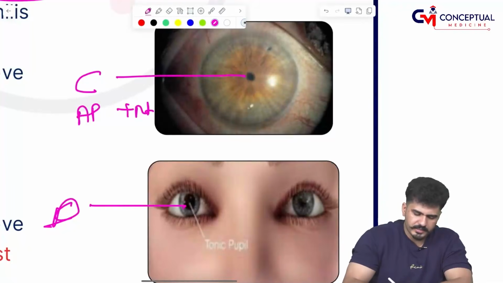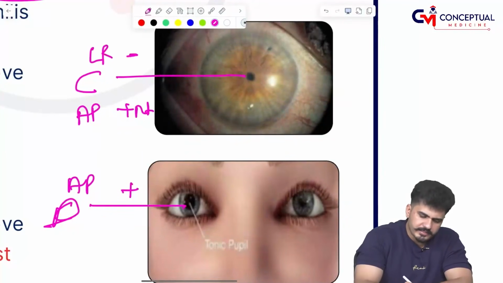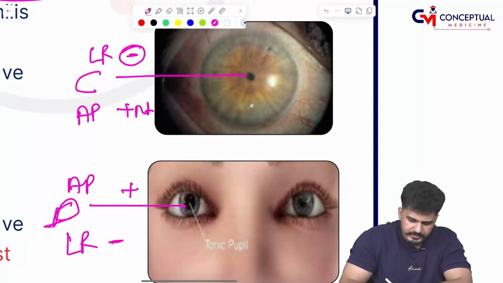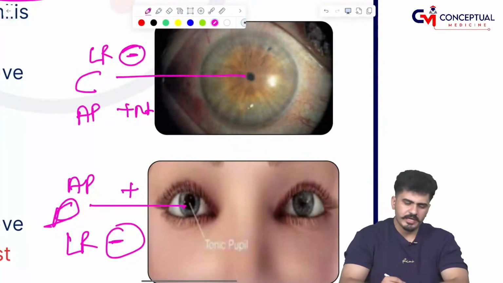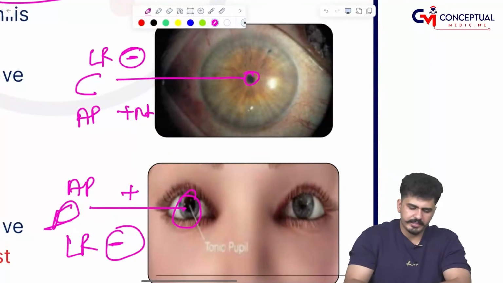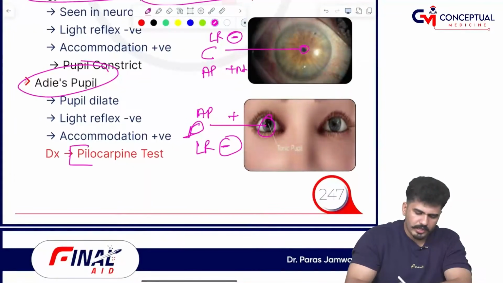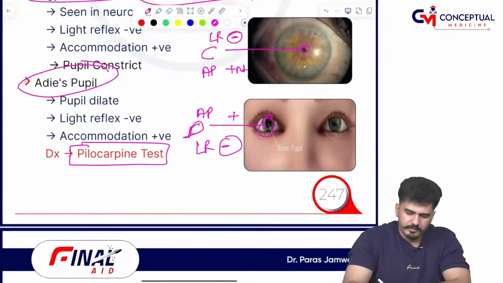Accommodation power is present here also. Light reflex is absent, here also light reflex is absent. The only difference is this is constricted, this is dilated, my dear friends. And how to check? Pilocarpine test. In Addie's tonic, if we put pilocarpine, the dilated eye will become normal. The size will become normal, sir.